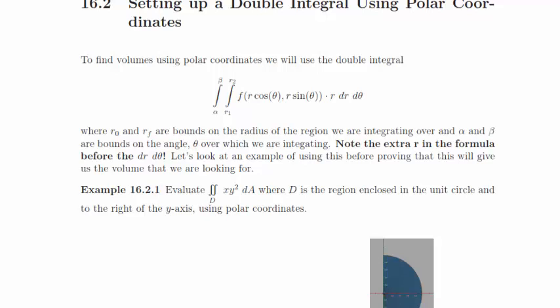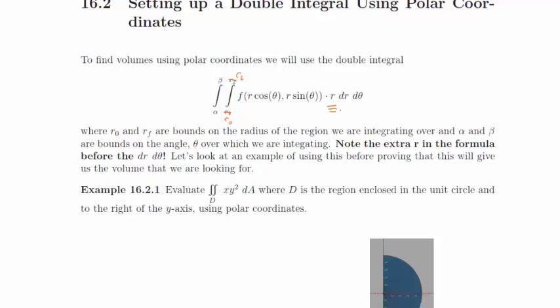So r1, or r naught and r sub f, I have labeled these differently in two different spots. Let's make this here r sub 0, and this r sub f. So r naught and r sub f are bounds on the radius of the region we are integrating over, and alpha and beta are bounds on the angle theta over which we are integrating. Note the extra r in the formula before the dr d theta. So this is really key here. Don't forget to throw that on.